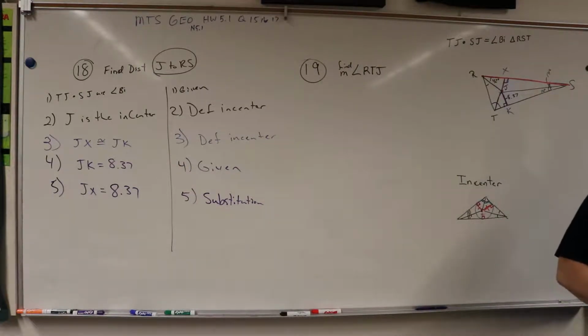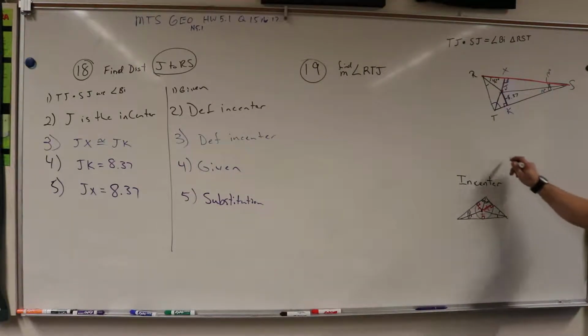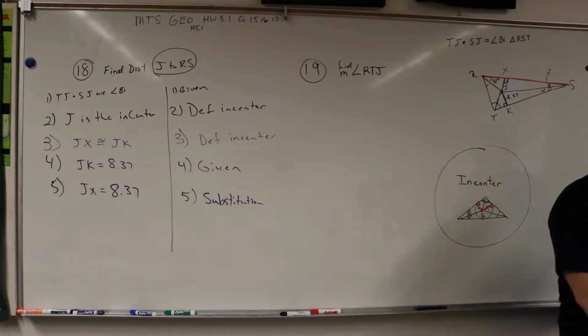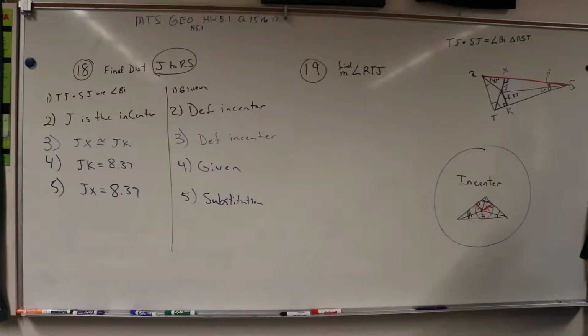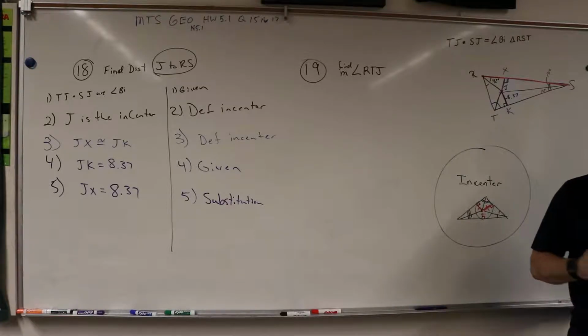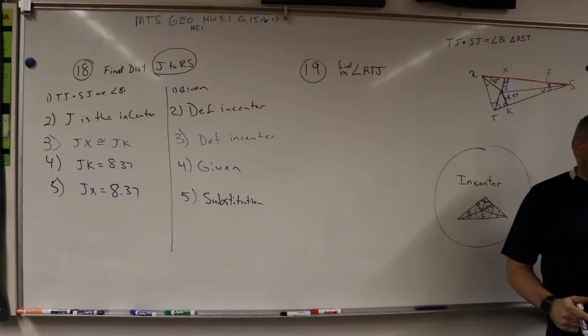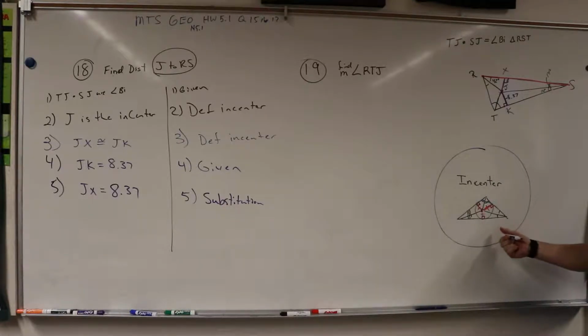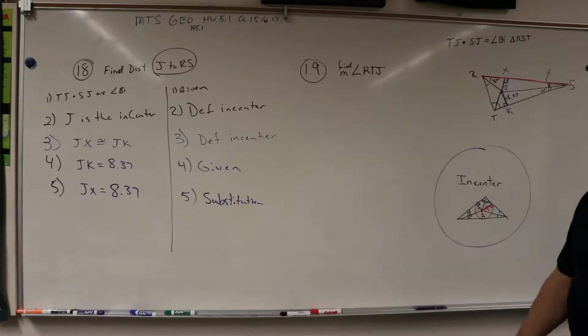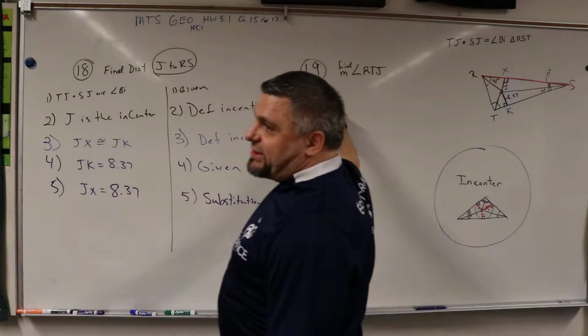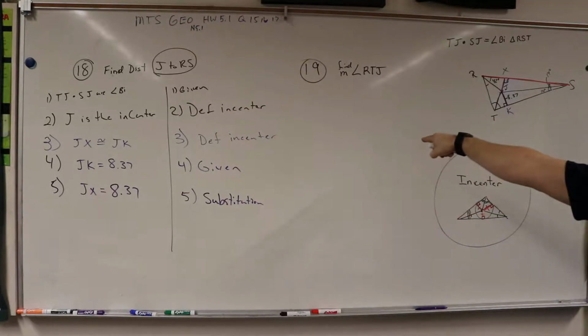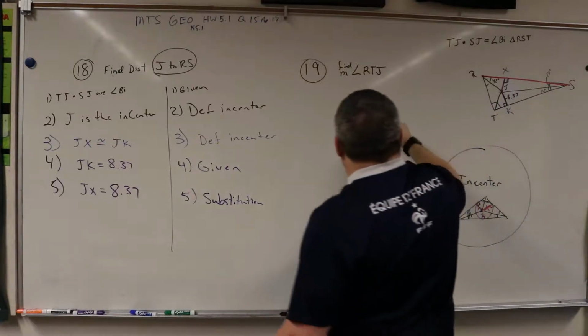So the key to this problem is knowing about an in-center. So guess what you need to have on your cheat sheet? Okay? You're gonna need this description of an in-center, just like yesterday's description of a bisector, what they do. Now number 19 is just as easy. It's just as easy because we start it the same way.